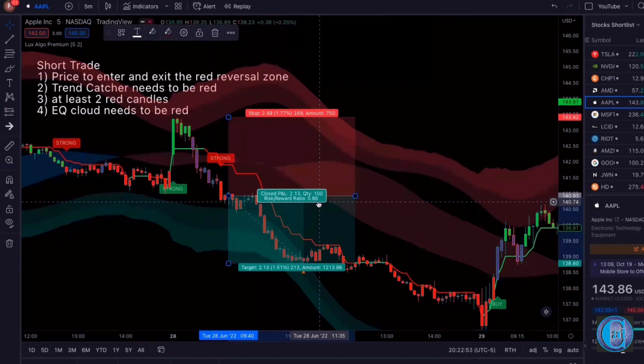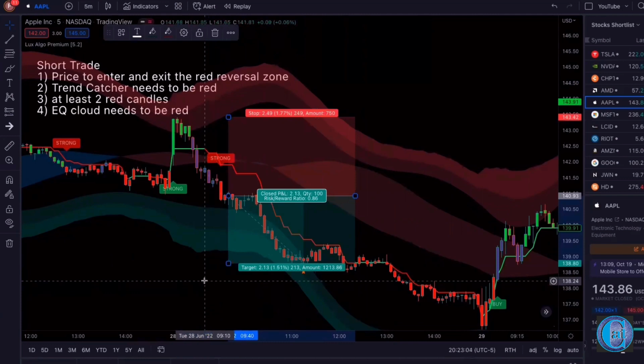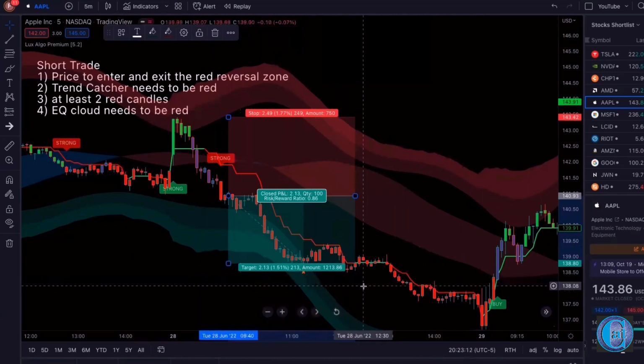But again, I know there will be comments. There are going to be people who are going to be like, well, it's not even 1-to-1 risk to reward ratio. This isn't going to work. But guess what? The high percentage of this and some of the wins that are like 3, 4, 5 risk to reward ratios, that's going to change your mind on this.